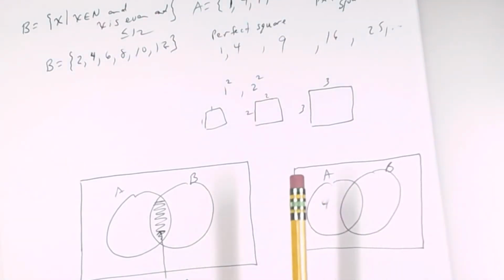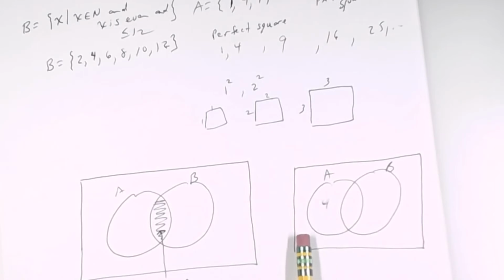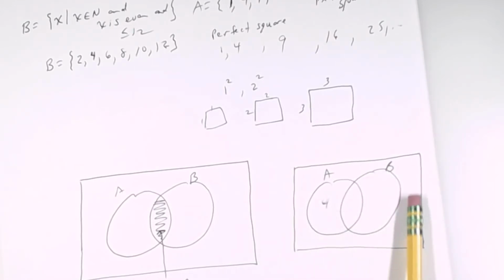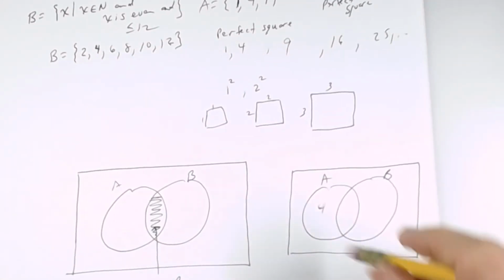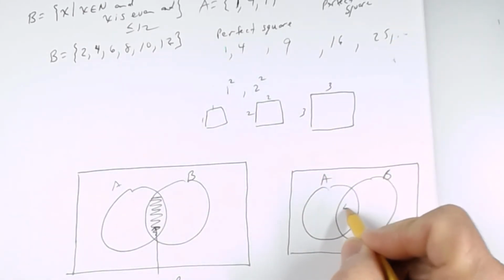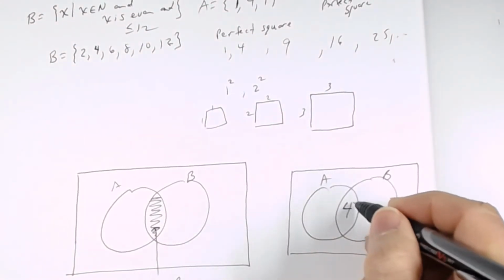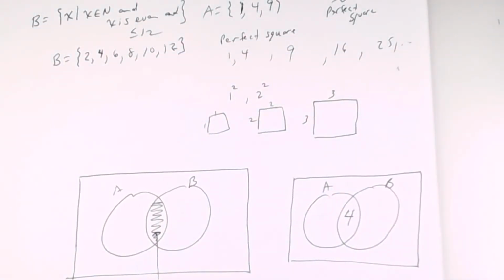Because if you put 4 here, you're saying that 4 is an element of A, which it is, right? But 4 is not what? An element of B. Okay? So where must 4 go? Yeah, where those two circles intersect. So that's 4. Okay? All right, now, how many elements are in this universal set?